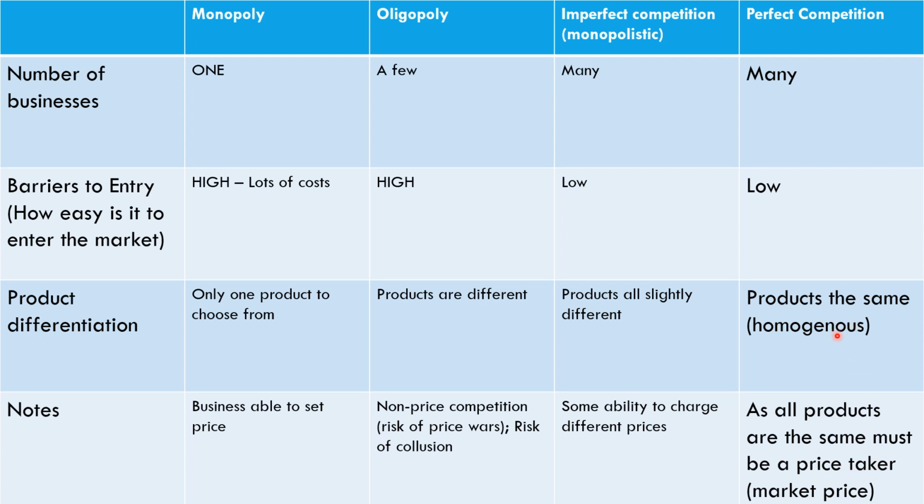When products are all the same, we often describe that as the products being homogeneous, being the same as each other. Now this is going to be tricky. Can you think of any markets where it's relatively easy to set up, there's lots of businesses, and the products are all, broadly speaking, the same?